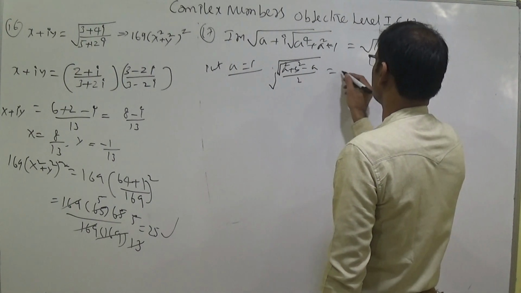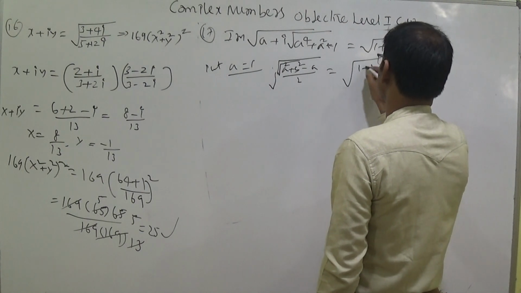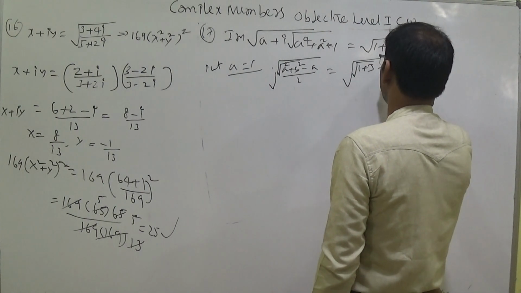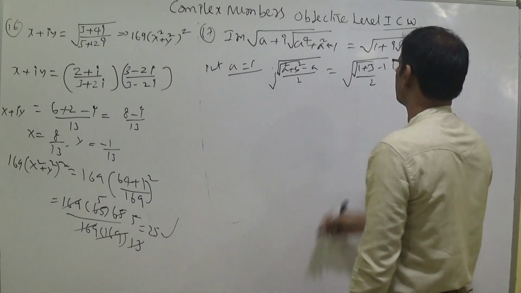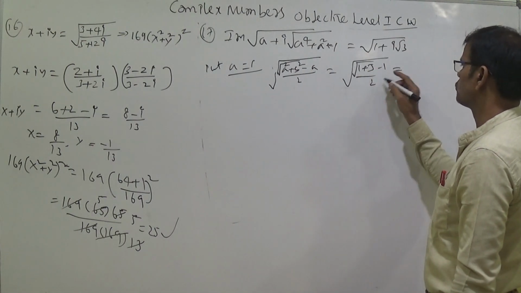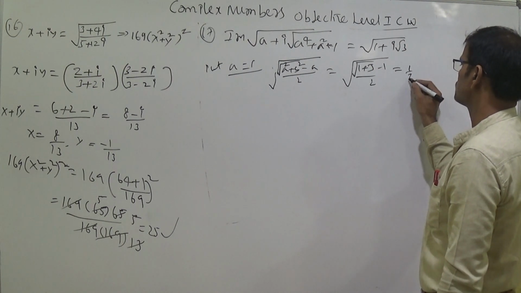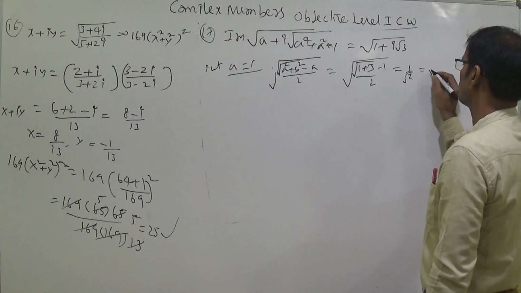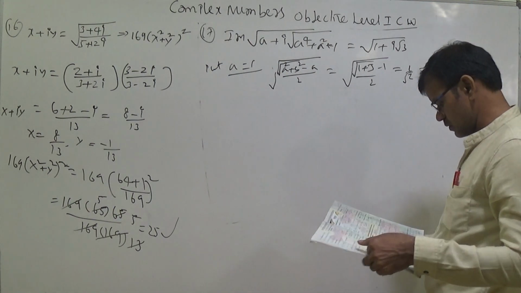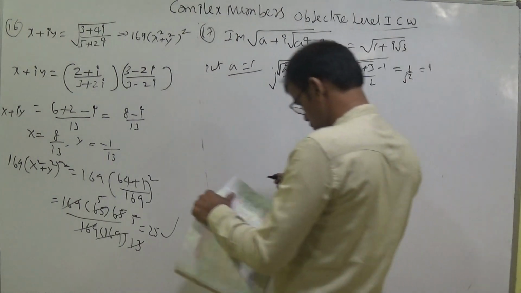So for this one you write root of a square plus b square. So it is 1 plus 3 minus 1 by 2. 1 plus 3 means 4. 4 minus 1. 4 root 2. 2 minus 1. 1 by 2. So this is 1 by root 2 you can understand. So according to option, 1 by root 2 concept.